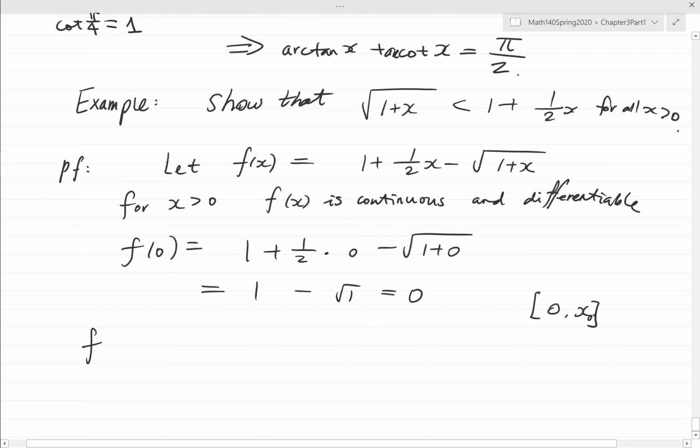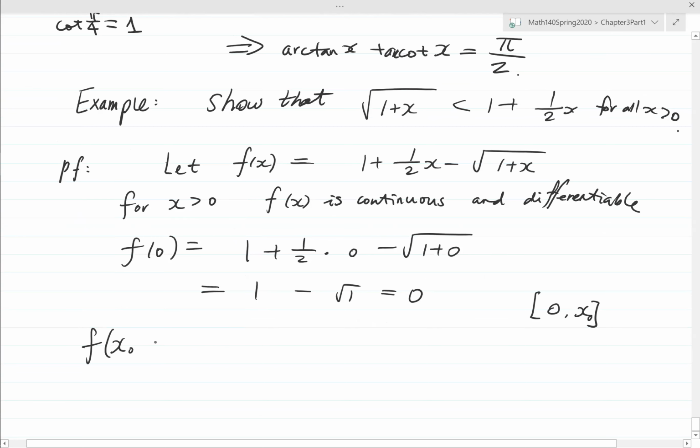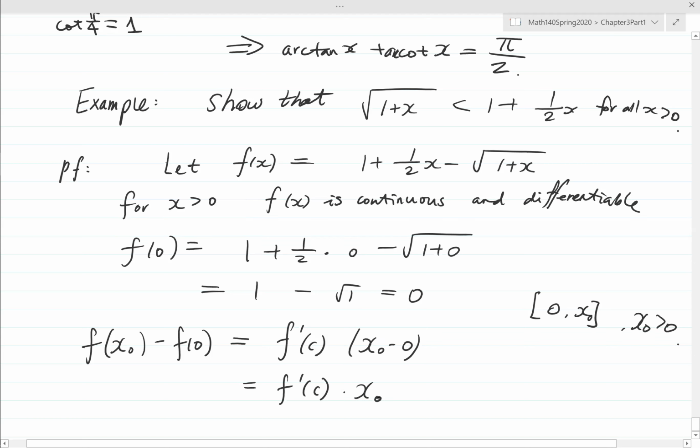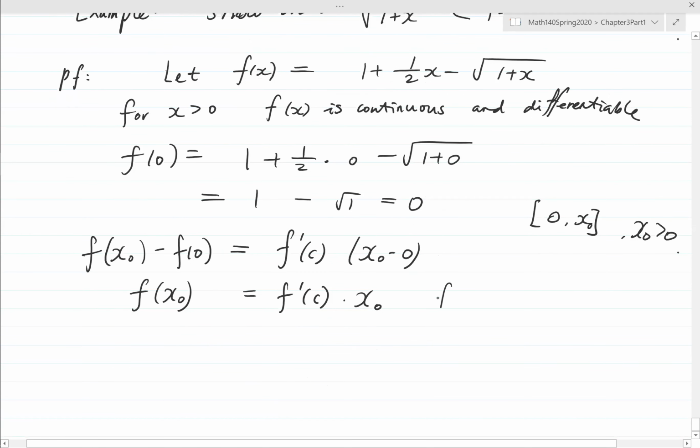Now f(x0) minus f(0) is equal to f derivative at some number c, times x0 minus 0. So here x0 is positive, so this will be f derivative at c times x0. Remember, f(0) is 0. Okay, for some c in 0 to x0, i.e., c is positive. So here c is positive.